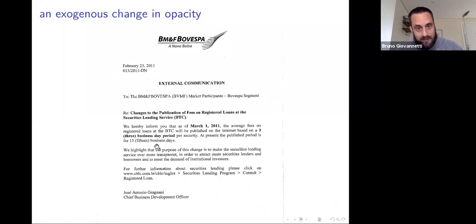And they are clear about their goal. They say, we highlight that the purpose of the change is to make the securities lending service ever more transparent, so to reduce the opacity in the market, in order to attract more security lenders, maybe smaller lenders, borrowers, and to meet the demand of institutional investors. This part is not so clear, but here it's pretty clear that they want to make the equity lending market more transparent.